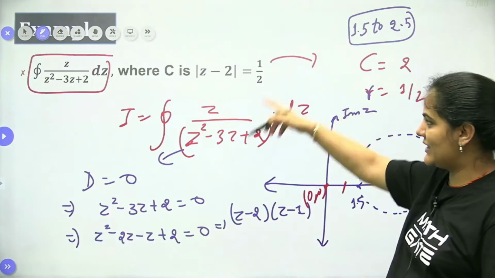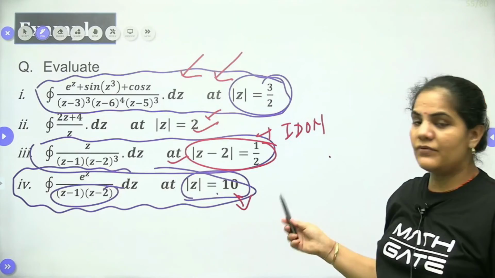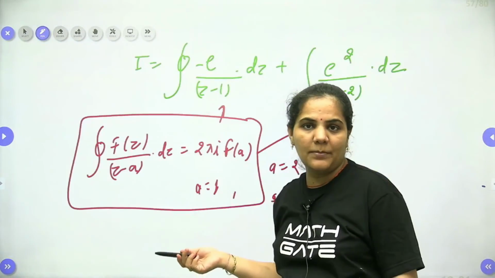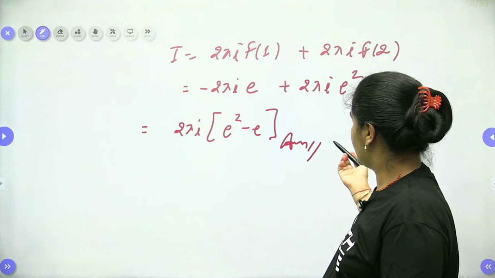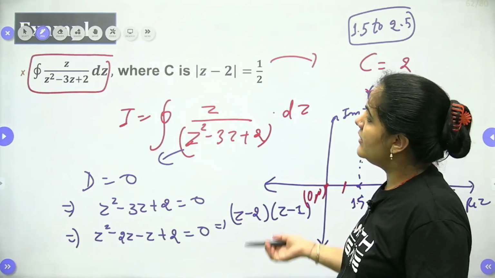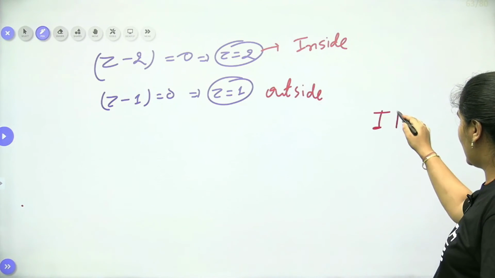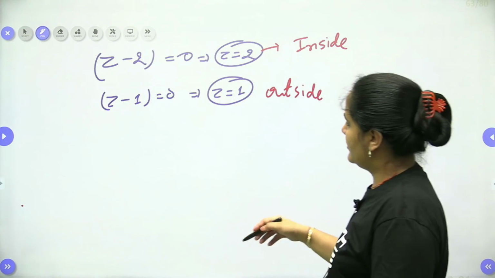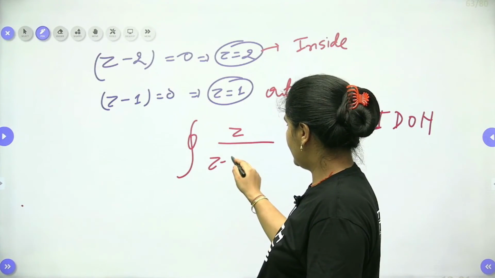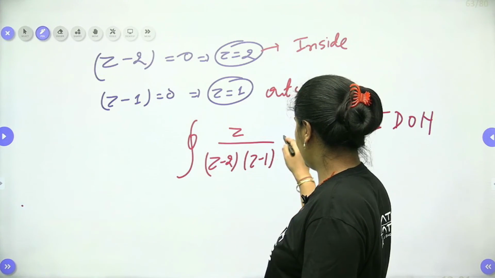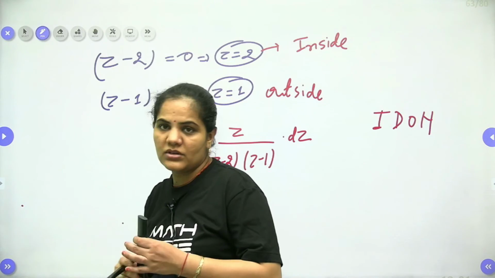So it is exactly the same question we approached. Although the value of the function is different, the question is a similar pattern, right? So here we have one outside and the second inside, so we will use again the ID on technique. According to ID on, just let me write down here the function z by z minus 2 and z minus 1 into dz.